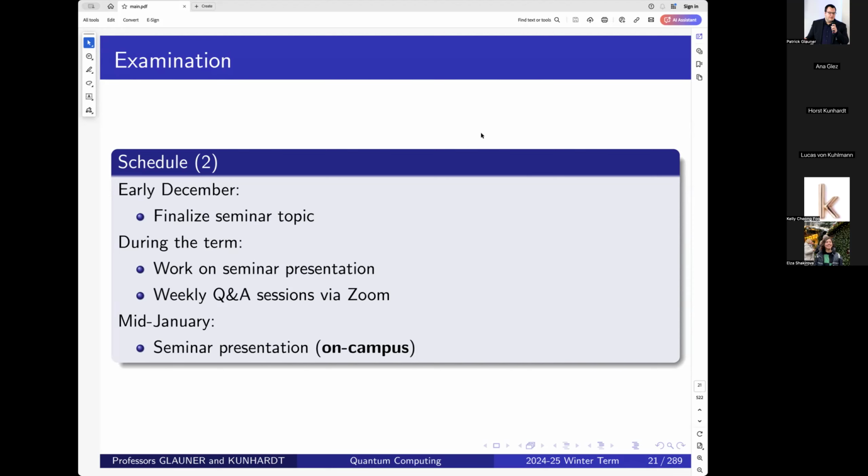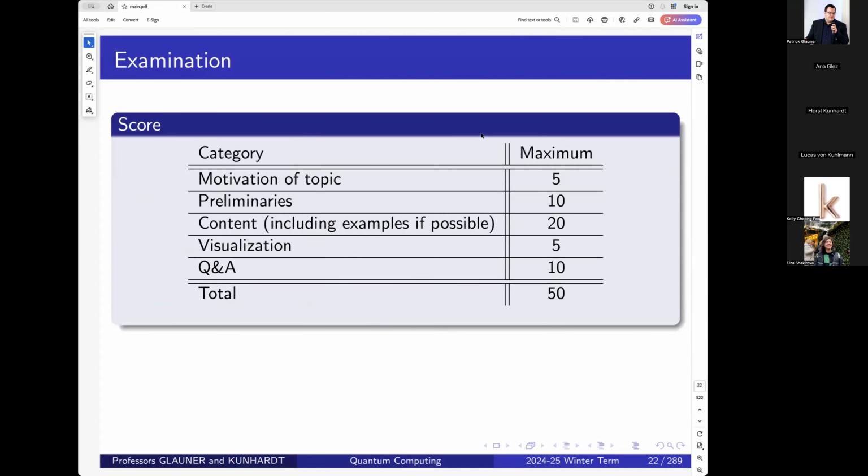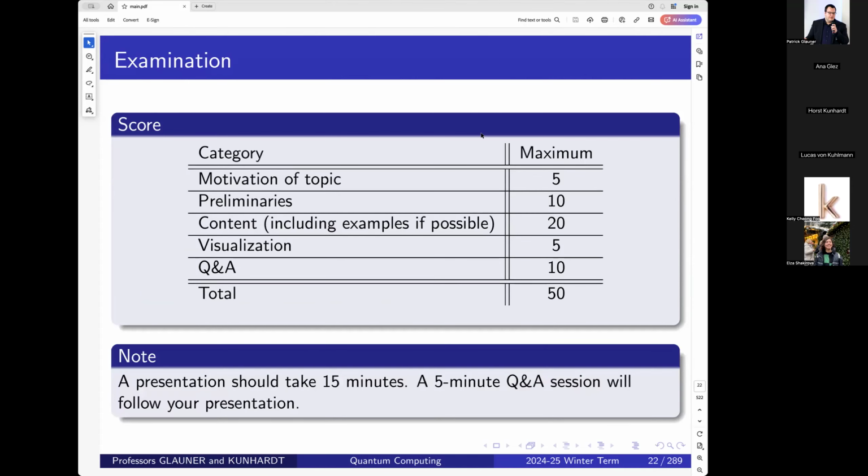And your seminar presentation on the weekend, January 11th and 12th, will take place on campus. And there will not be any alternative dates or online options. All the seminar presentations will take place on campus on that weekend. There are also some slides about how your seminar presentation gets marked and all of this. Your seminar presentation as a group will take 15 minutes, and there will be some time for Q&A.